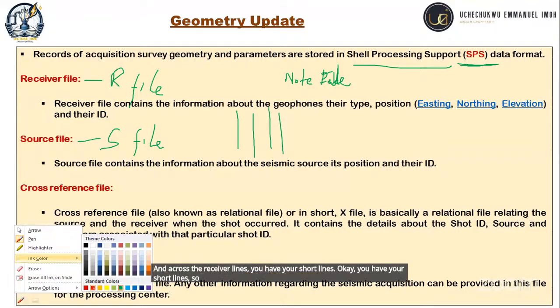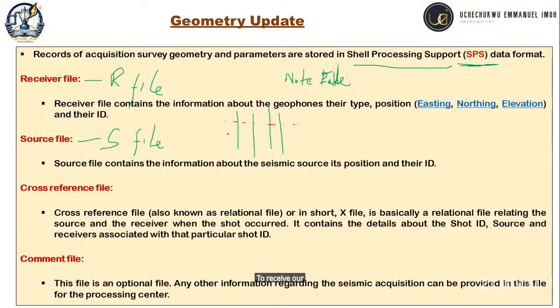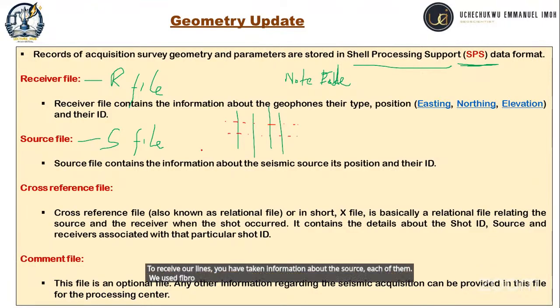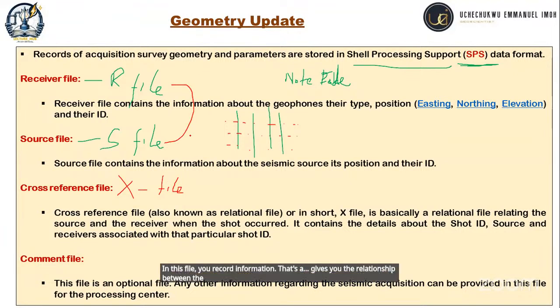As your shots are being fired across the receiver lines, you are taking information about the source, each of them, be it vibroseis, be it dynamite. So this is your shot line. You measure and record the shot information into the source file, or the S file. Then you have the X file, or the cross-reference file. In this file, you record information that gives you the relationship between the receiver and the source.